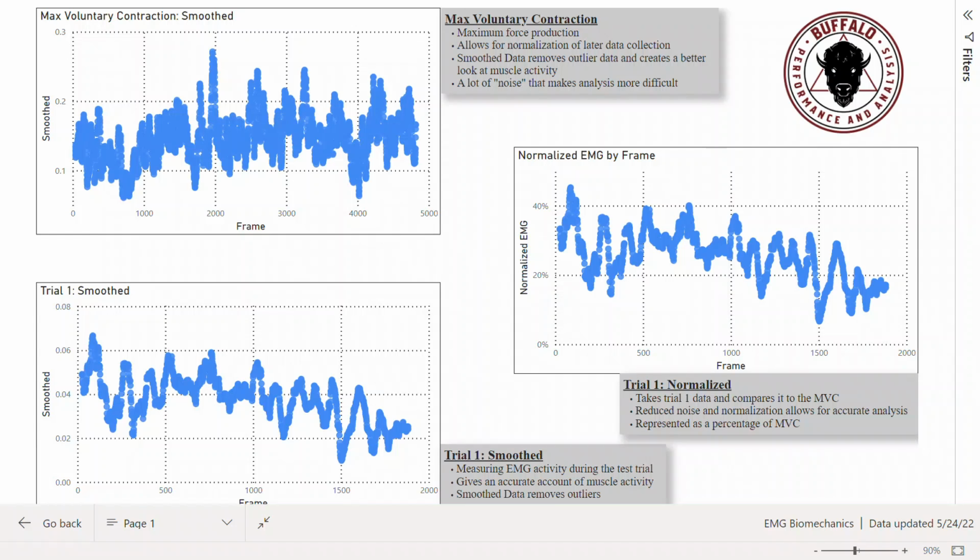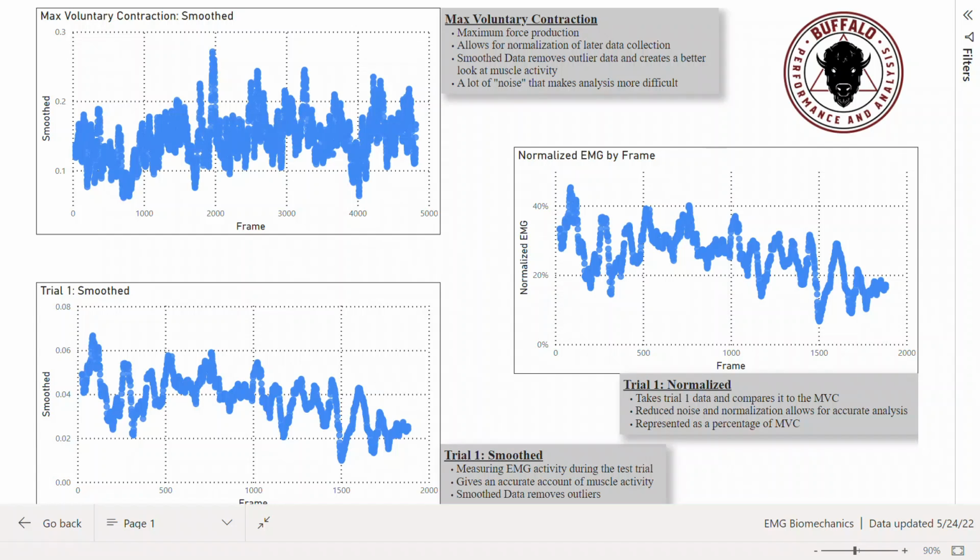So the purpose of max voluntary contraction, or MVC as it's called, is that it's going to allow for normalization of later data. So what we're going to take a look at is the trial data, which is a dynamic movement of the calf. And then we're able to normalize it and see how much, as a percentage, muscle activation we are getting out of it in that dynamic test trial. Again, like I already said, by using the smooth data, we're able to remove any outliers and get a better look at the muscle activity.